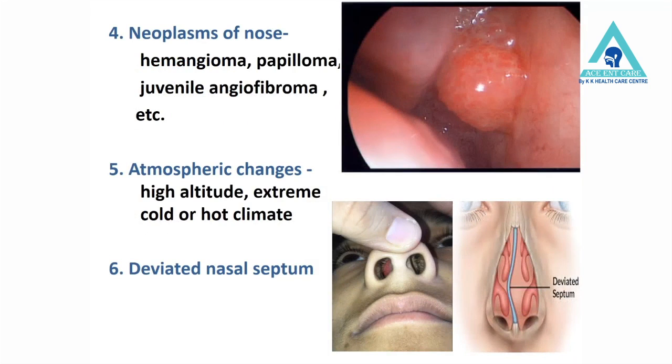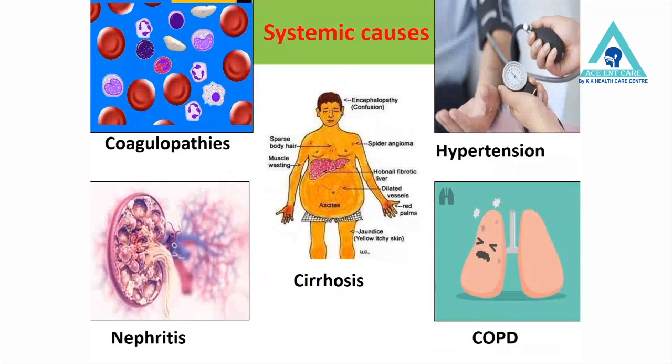It may be due to atmospheric changes like high altitude, extreme cold or hot climate, and may be due to deviated nasal septum. Systemic causes include coagulopathies, hypertension, cirrhosis, nephritis, COPD, etc.